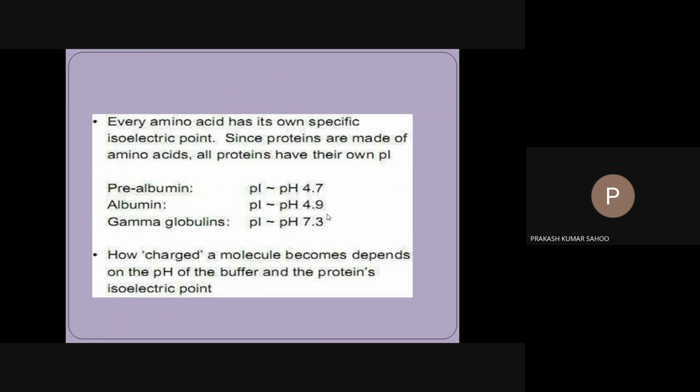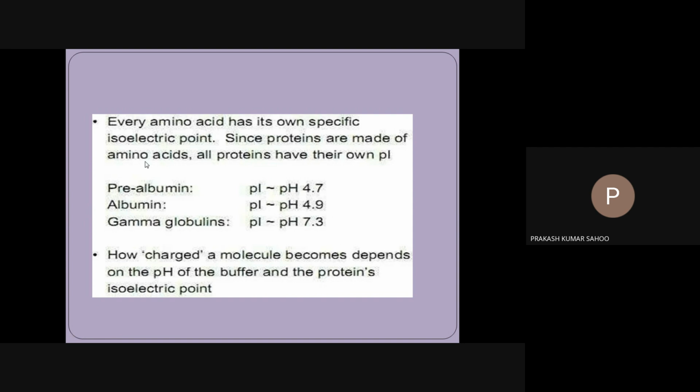For example, in pH analysis, every amino acid has its own specific isoelectric point. That means at the isoelectric point, iso means same, that means the same, regardless of your voltage or current or electrical parameters.